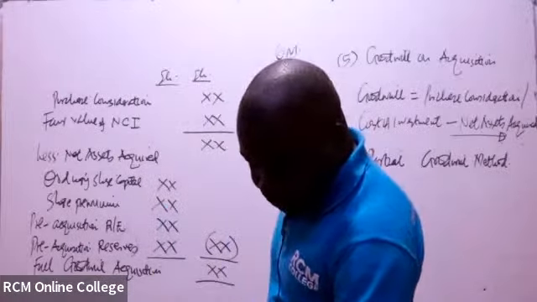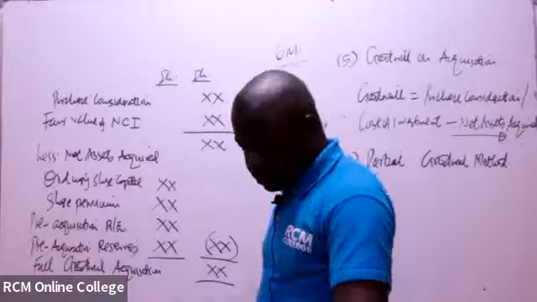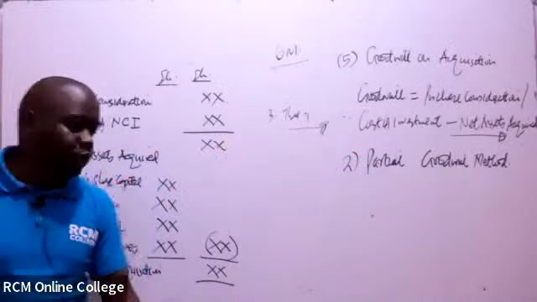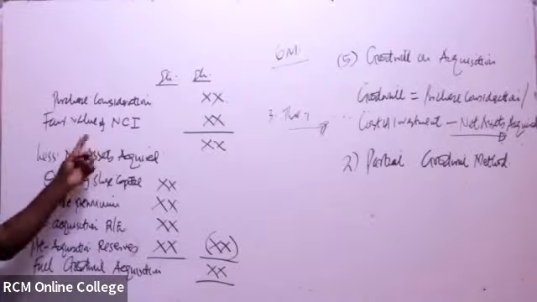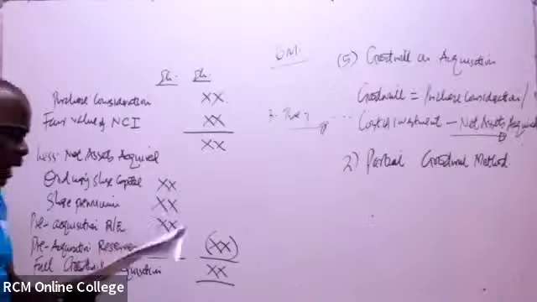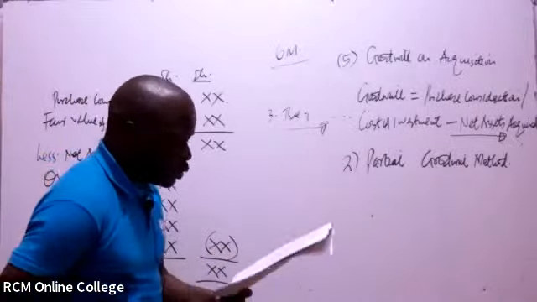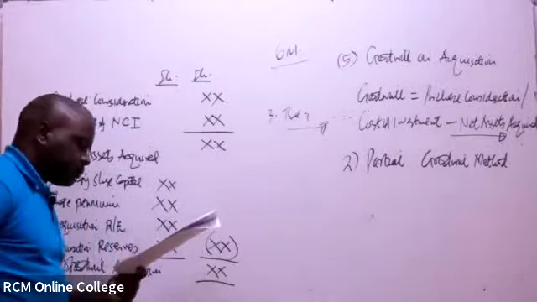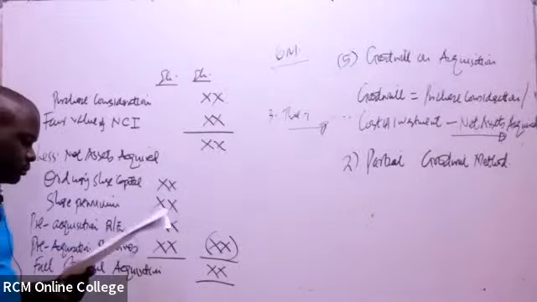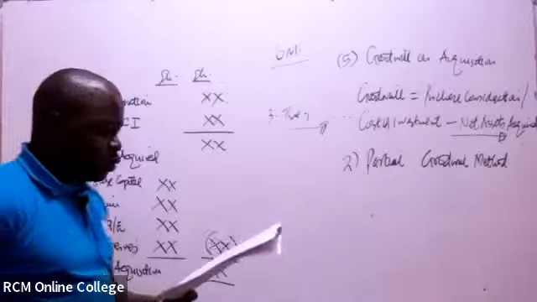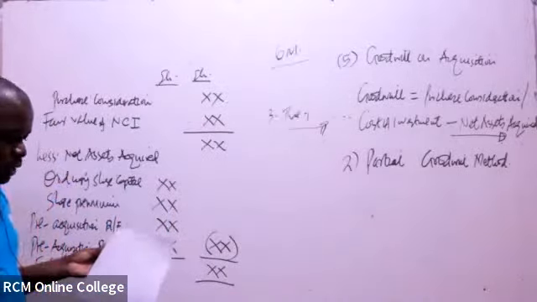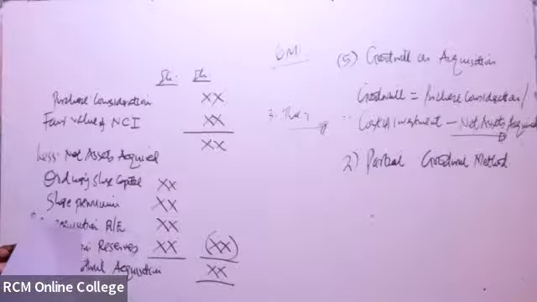This is where only the parent goodwill is recognized. This one is now partial. You don't consider goodwill for the NCI. You say it is where only the parent goodwill is recognized.